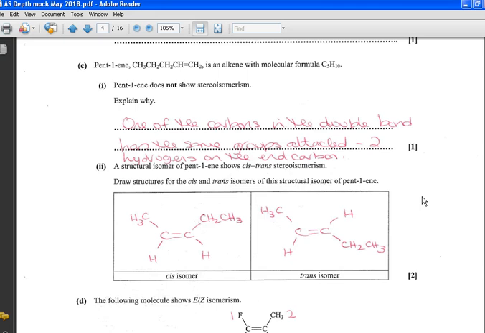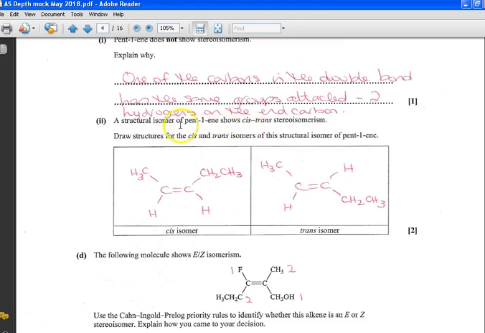So, okay. So we're told pentene has a molecular formula, but it does not show stereoisomerism, and you're asked to explain why. Crucial thing about stereoisomers is both carbons that are attached to the double bond have to have different groups attached to them. Now because the double bond is at the end of the molecule, this carbon here has got 2 hydrogens, so it cannot exhibit stereoisomerism.